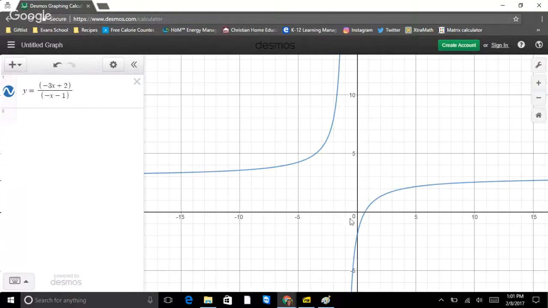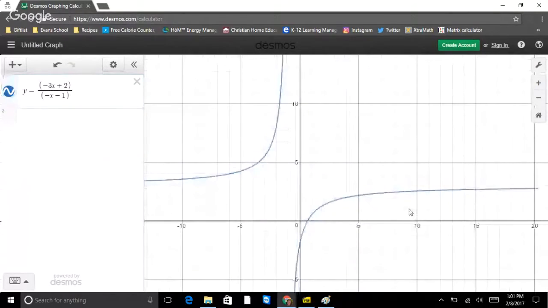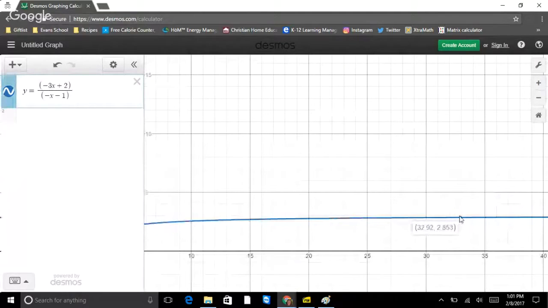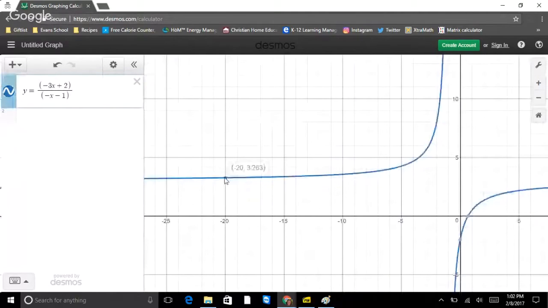My range is a little bit trickier, right? Well, not really that much trickier. The range is my y's. I need to look on my y-axis. It looks like along here, as my x's get bigger and bigger, my y value gets closer and closer. It's 2.852. It's getting bigger and bigger. The other way on my graph, 3.2. So it looks like the y value that I can never get to is y equals positive 3.